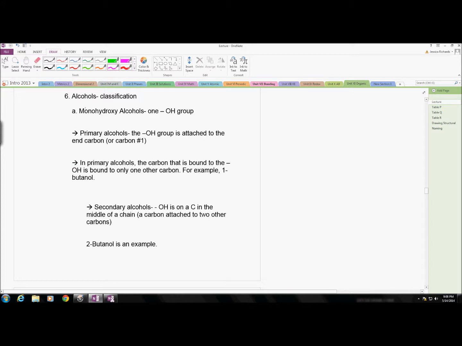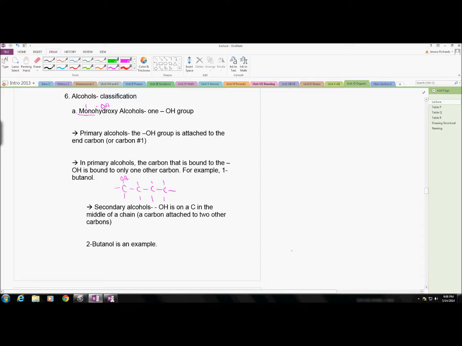Alcohols get classified into different groups depending on how many hydroxyl groups there are. So mono meaning 1, hydroxyl being the OH group. Primary alcohols in our monohydroxy group have the OH on carbon number 1. So 1-butanol, but 4, 1, 2, 3, 4. Number 1, you can put the OH on the first carbon, on the last one. Remember, left, right doesn't matter.